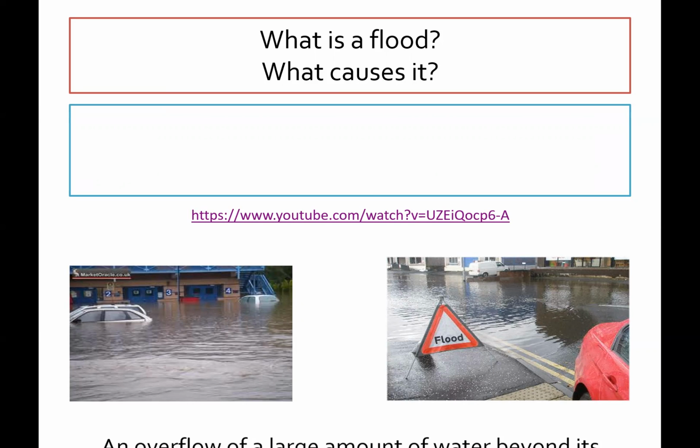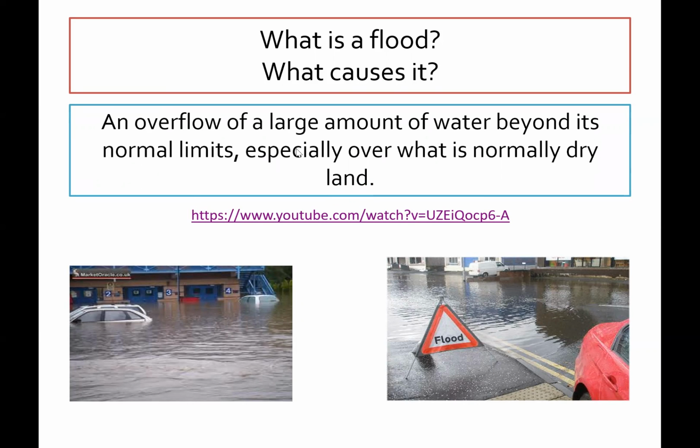So what's a flood? Well, a flood is an overflow of a large amount of water beyond its normal limits. So it's land that is normally dry. If that is underwater, it's a flood. So water where you wouldn't normally have water. Water in a river, that's fine. That's not out of the normal. Water on the land, that's a flood.